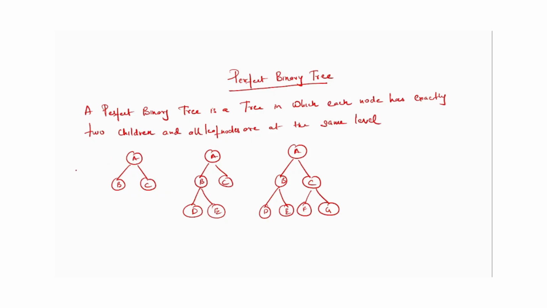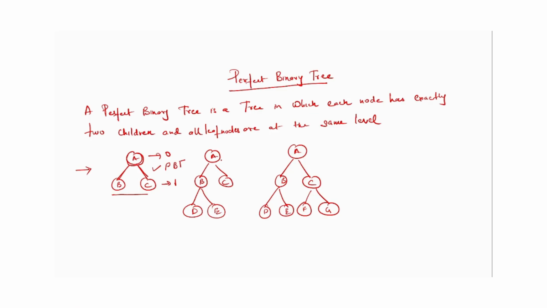So here in this perfect binary tree, we can see that A has exactly two children. And all leaf nodes should be at the same level. Here you can see B and C are at level 1. If this is level 0, B and C are at level 1. Therefore all nodes except the leaf nodes should have exactly two child nodes, and all the leaf nodes should be at the same level, right? This is a perfect binary tree.